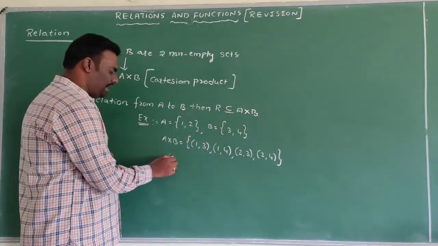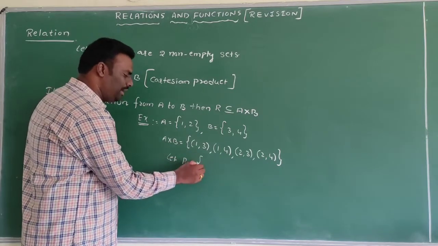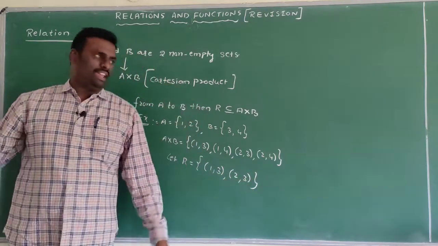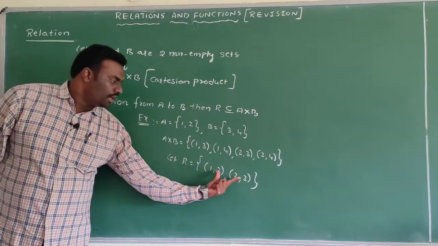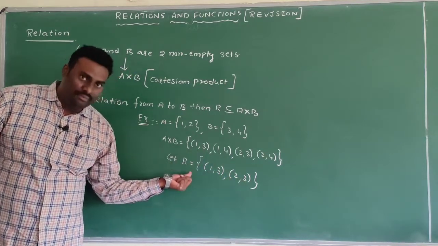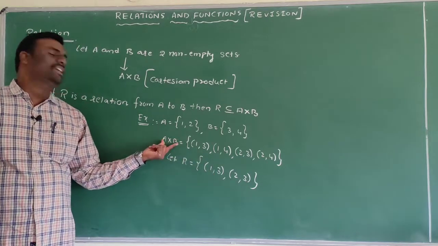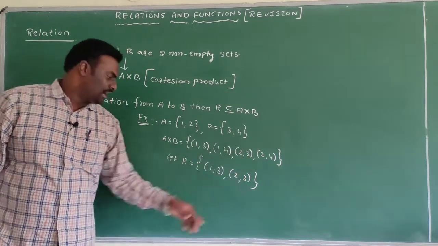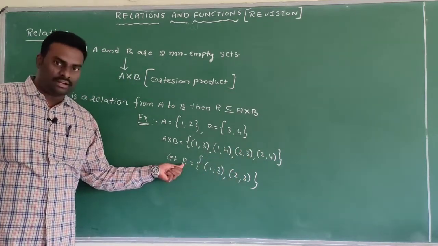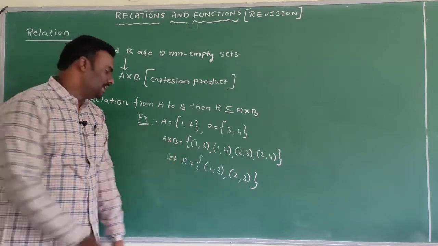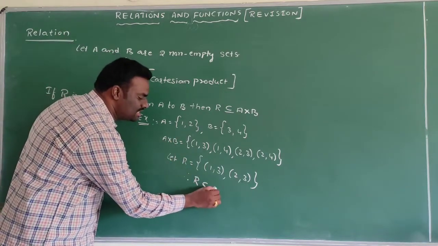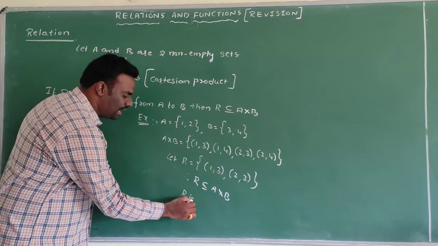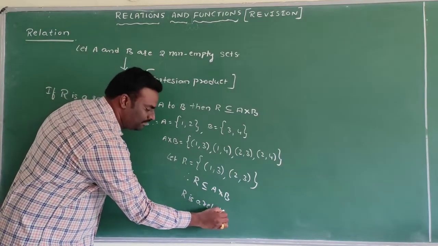Now I am taking R equals two pairs, (1, 3) and (2, 3). Verify whether it is a relation or not. What are the ordered pairs in R? These are also there in A cross B. Check it: (1, 3) is there, (2, 3) is there. The ordered pairs which are present in R are also present in A cross B. From this we can write R is a subset of A cross B. In this situation we can say R is a relation.